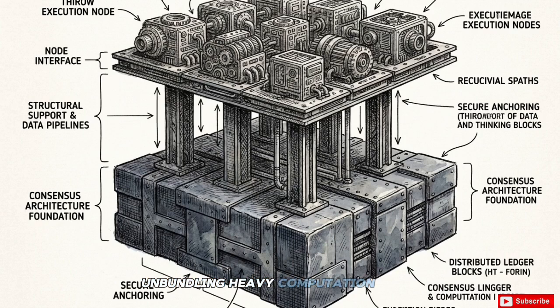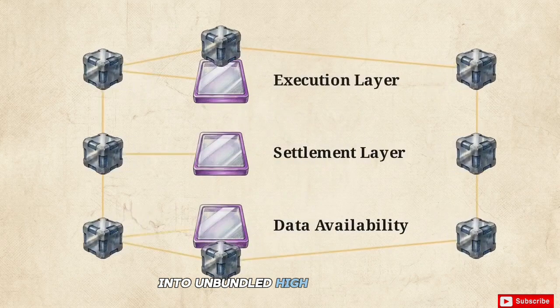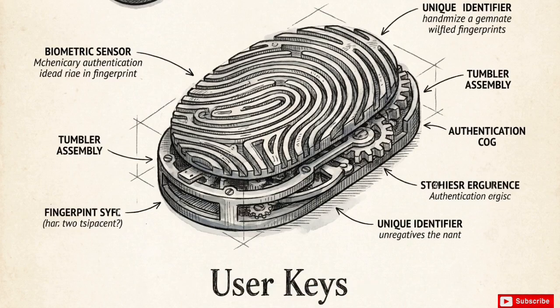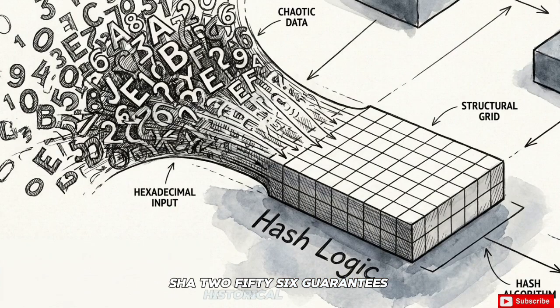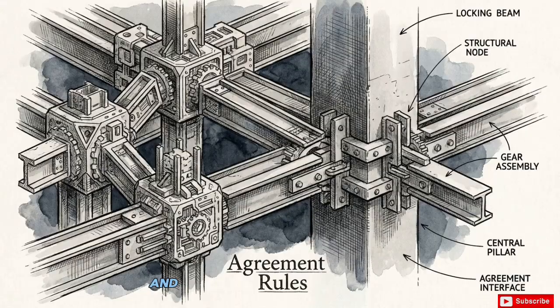Unbundling heavy computation from root layer consensus resolves the traditional limits of distributed systems, allowing massive scale while retaining root layer cryptographic security. Distributed ledgers have evolved from rigid databases into unbundled, high-throughput modular state machines. The entire structure relies on a precise sequence of technical layers. ECDSA secures user identity, SHA 256 guarantees historical integrity, P2P gossip enables global synchronization, and Byzantine algorithms enforce universal consensus.